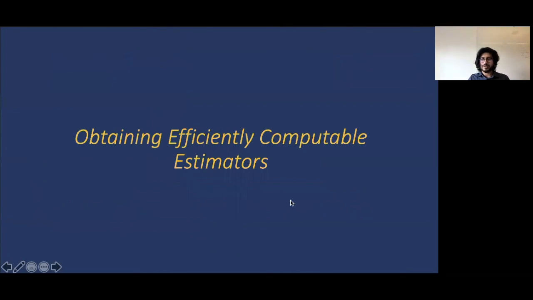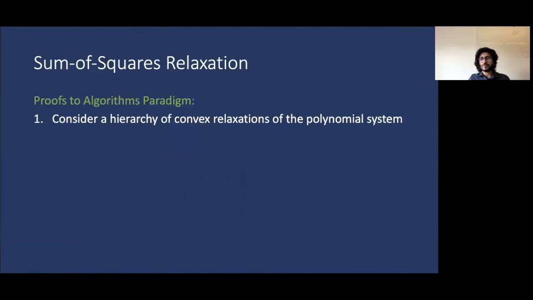Okay, so next I'll briefly describe how to get efficiently computable estimators instead of this potentially exponential time solution to the polynomial system that I just described. And the main idea here is to use the sum of squares hierarchy of convex relaxations for polynomial systems. So our approach follows this long line of work on the proofs to algorithms paradigm using sum of squares relaxations. And it's a bit hard to get into the technical details of this, so I'll give a high-level overview. And what this means is that we consider essentially a hierarchy of convex relaxations, which are increasingly tighter for the polynomial system that I described on the previous slide.